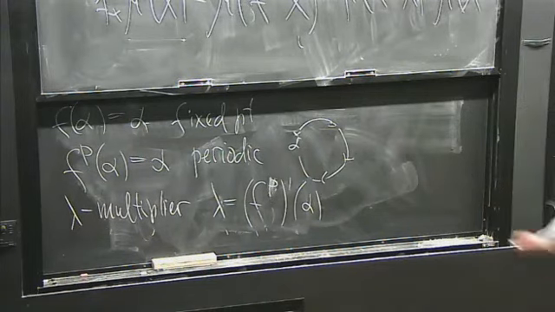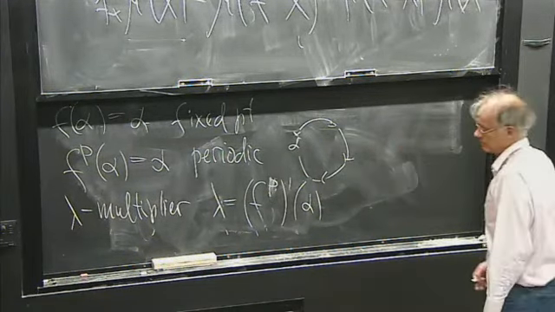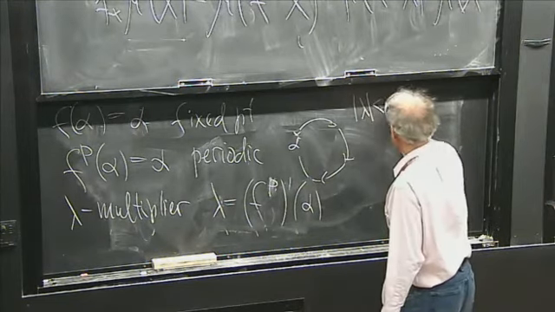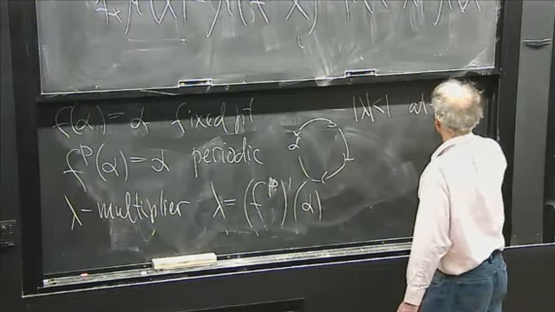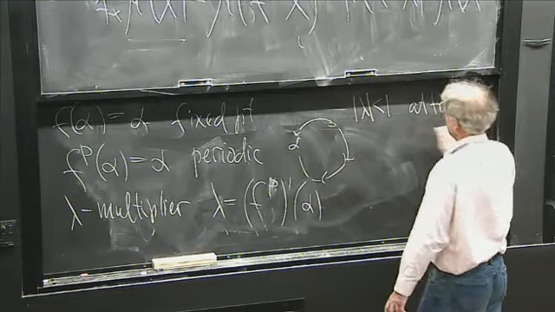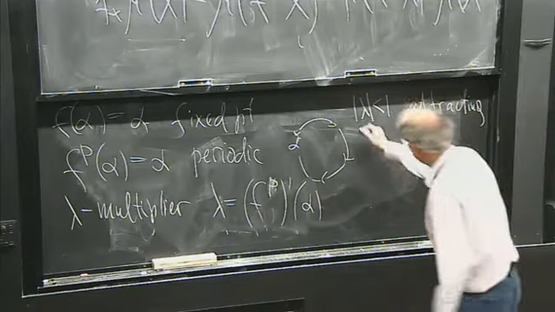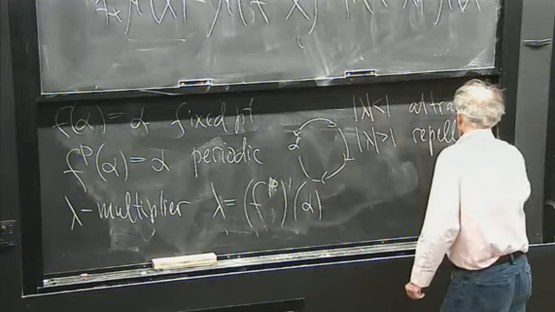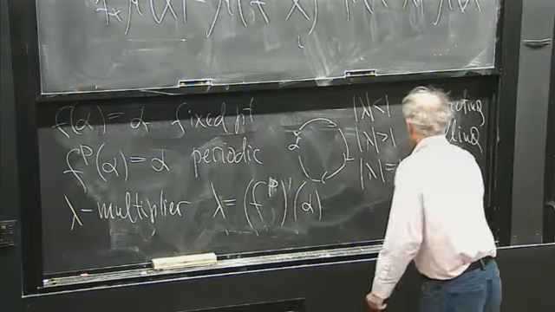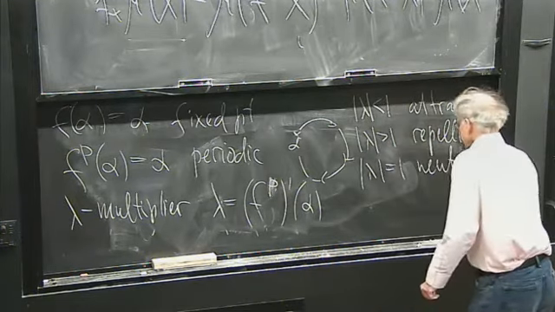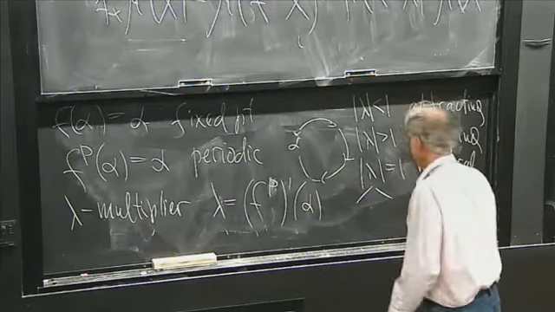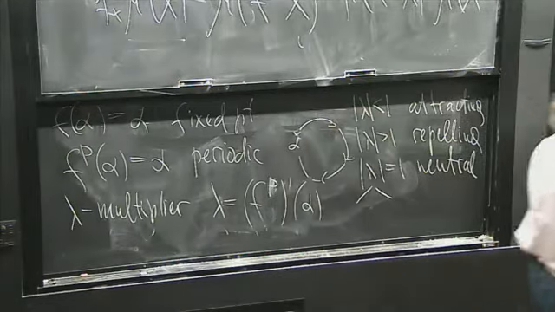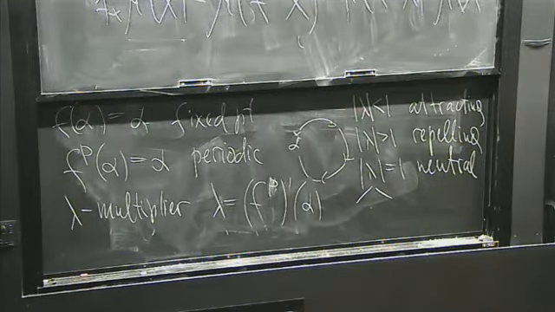And a lot depends on the properties of this multiplier, and the periodic points are roughly classified as attracting if the multiplier is less than 1 in absolute value, repelling, so in this case, neutral in this case. And there is actually a further classification here. So there is a further classification of neutral points. So let me go here.